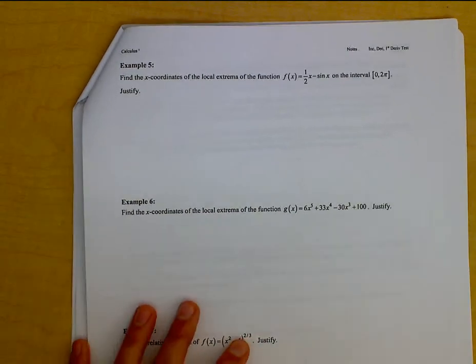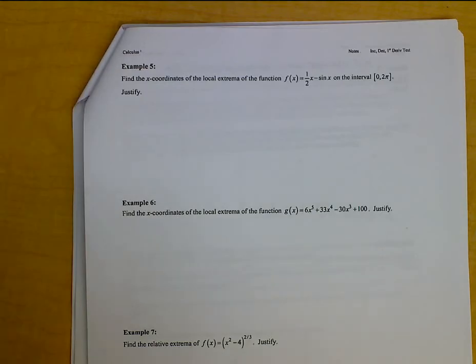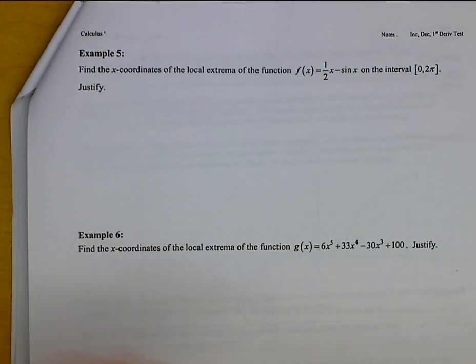Okay, so back to do these examples. So this is: find the x-coordinate of the local extrema of the function f of x equals 1/2 x minus sine of x on the interval 0 to 2 pi, and justify.